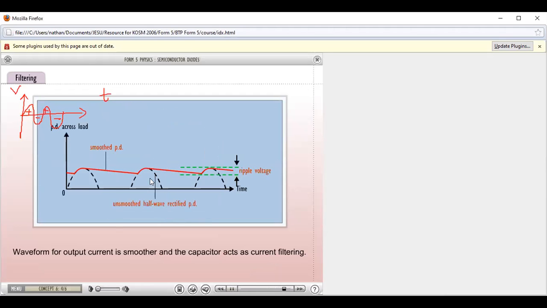Okay. So that's why you see the voltage will not go to zero. So that's why the ripple will look like this. With the capacitor, it will be much smoother. What happened? The capacitor will be charged and then discharged. Charge, discharge.